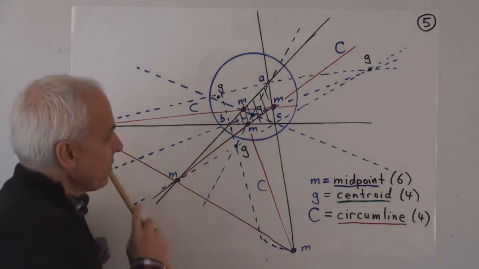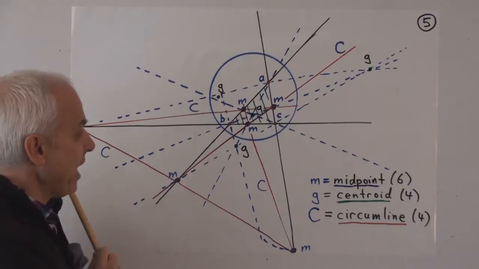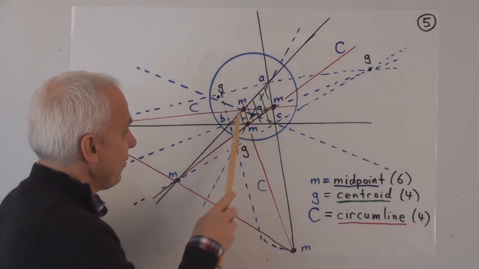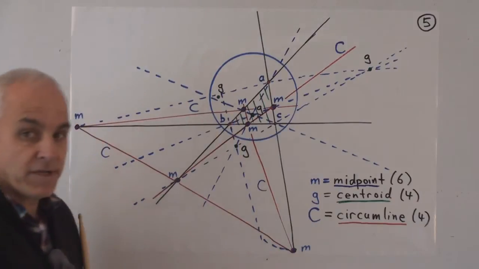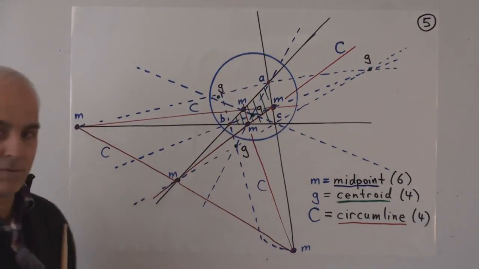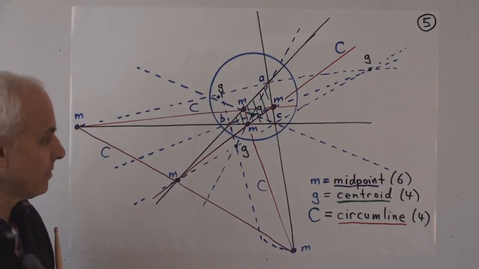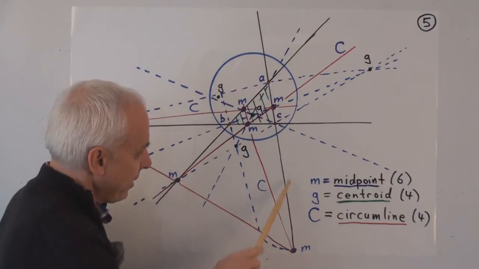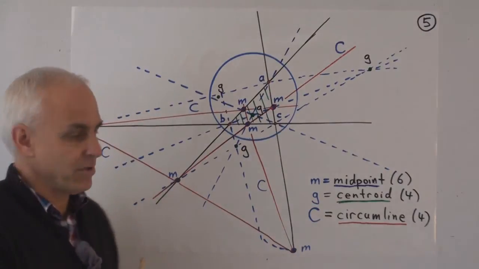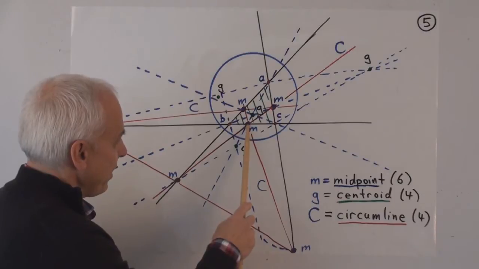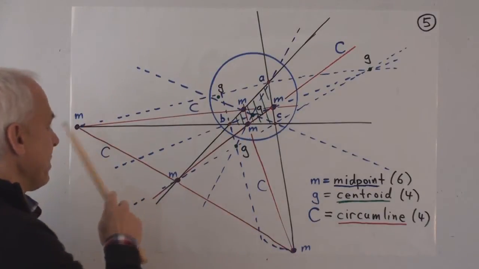Now in this case, the 3 sides of the triangle have 2 midpoints each. For example, the side AB, here it is, there is 1 midpoint called M, and the other midpoint is out here. The side AC, 1 midpoint M there, the other midpoint somewhere down this direction. And the third side, 1 midpoint there, other midpoint somewhere out there.